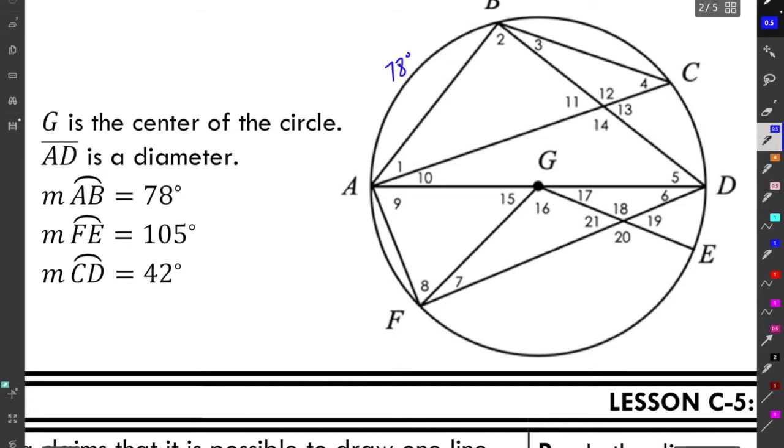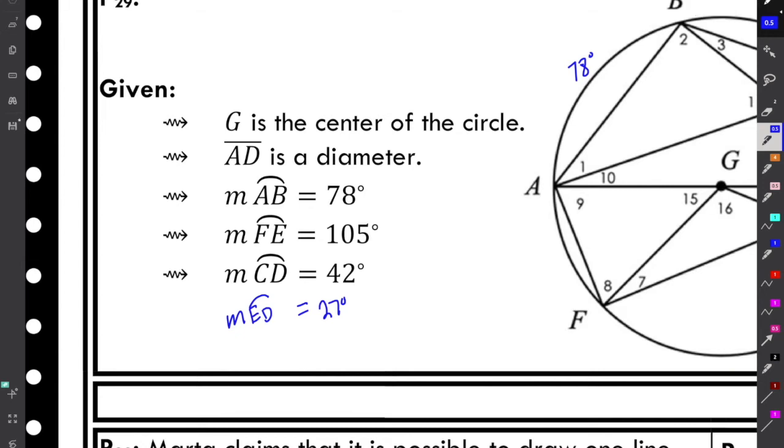Arc FE is equal to 105, and then arc CD is equal to 42, and I forgot to add one on here, and I want you to add it for me real quick, please. We also know that the measure of arc ED is equal to 27 degrees. So right here, 27. Okay, so add that to your paper.